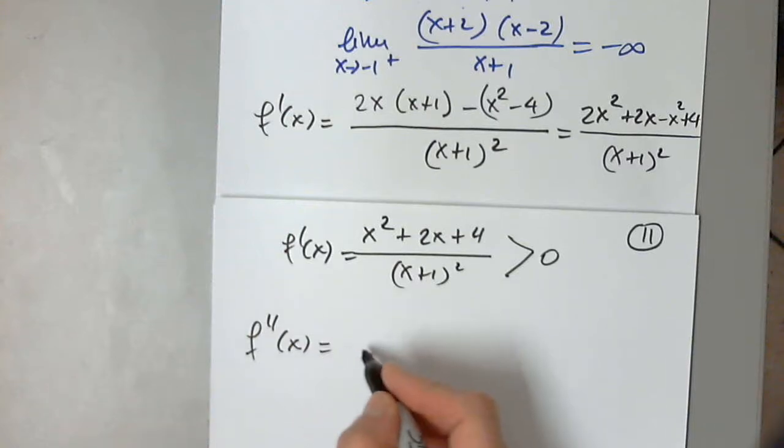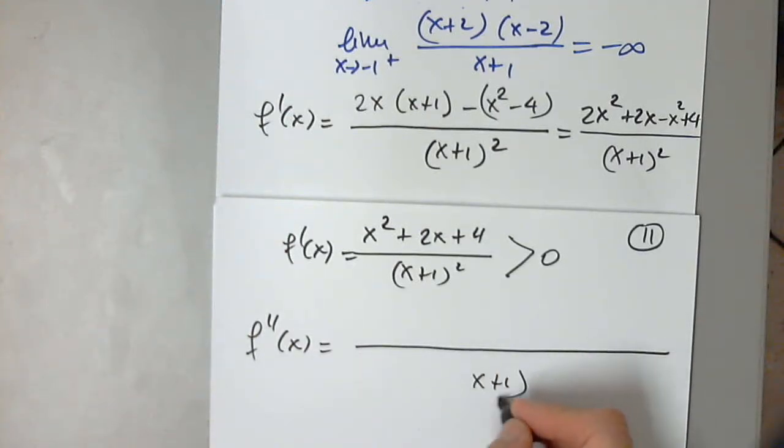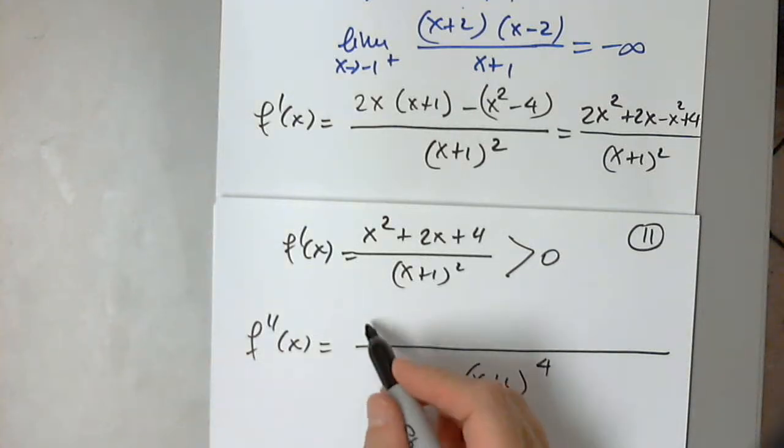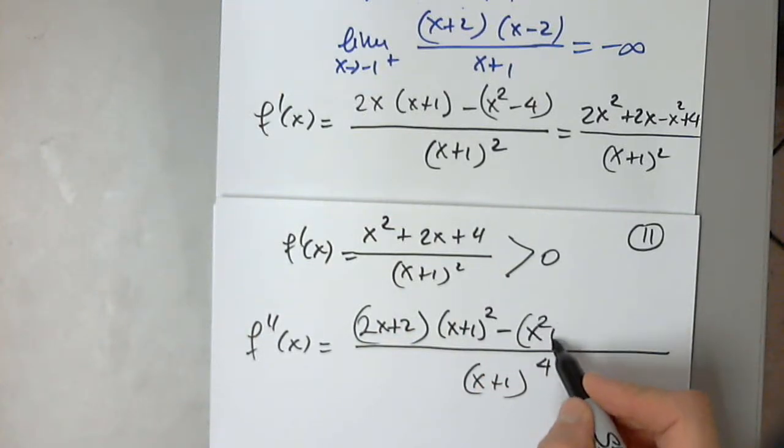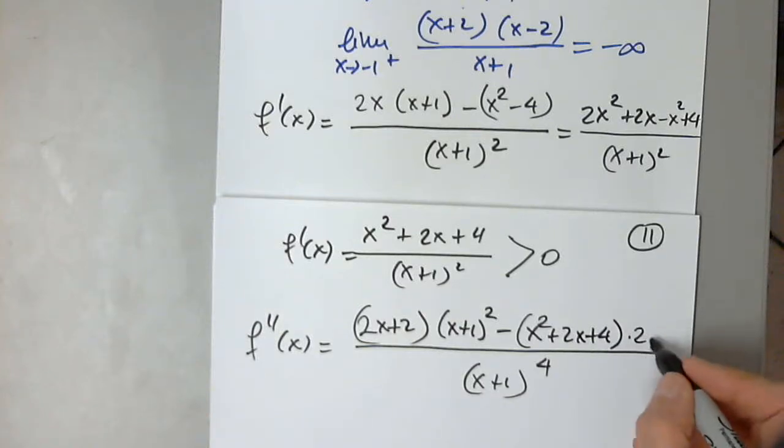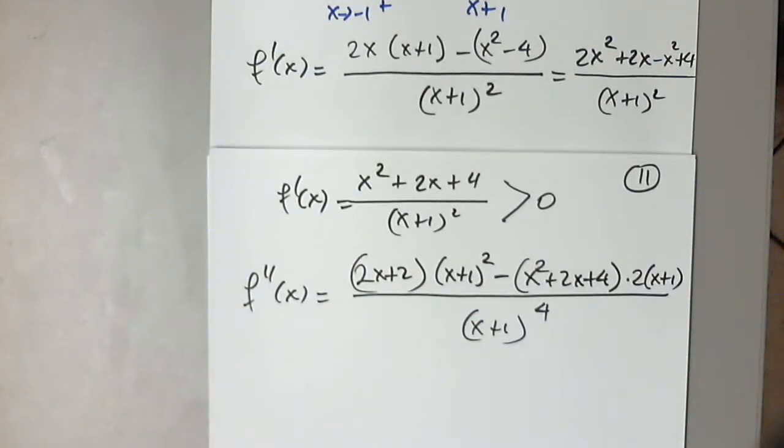Okay, the second derivative. Top function prime is 2x plus 2 times the denominator minus x squared plus 2x plus 4 times 2 times x plus 1 times the inner function prime. At this point, if you start distributing, you're never going to be able to finish. What is the key step now? Exactly. Factor and simplify.